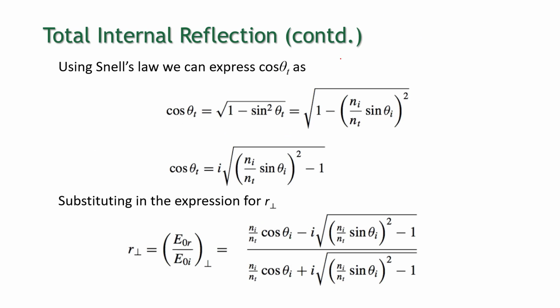Okay. So we have this for Snell's law. So sine theta t is equal to ni over nt sine theta i. So that's Snell's law. Now we use that in this equation. So sine theta t is that.